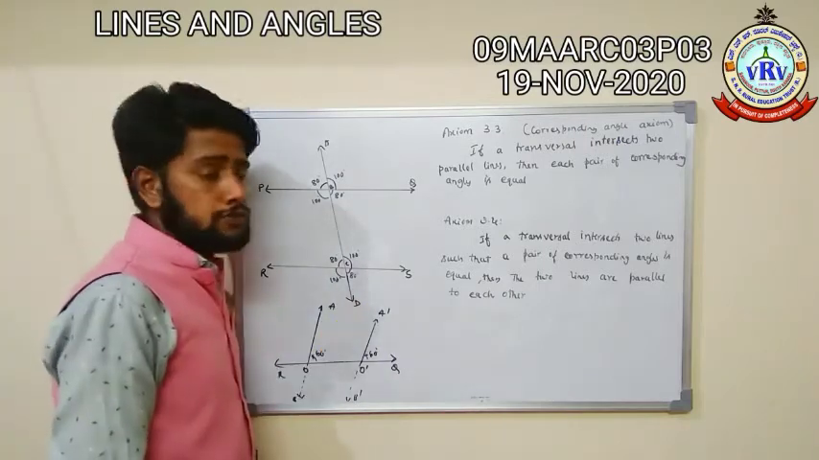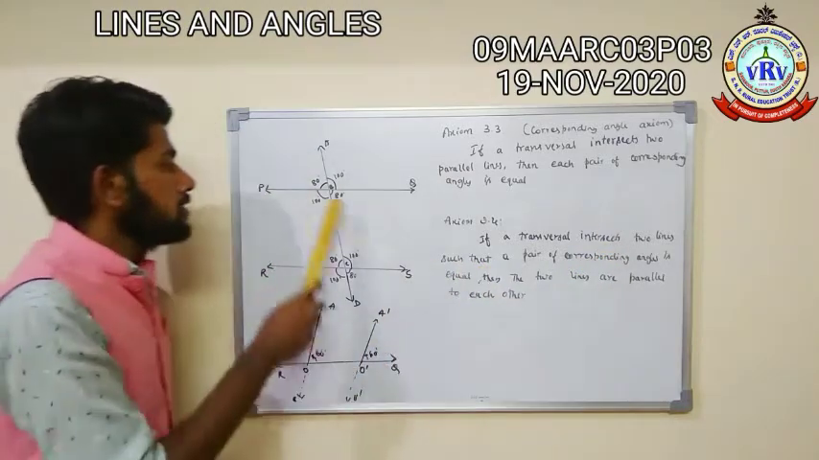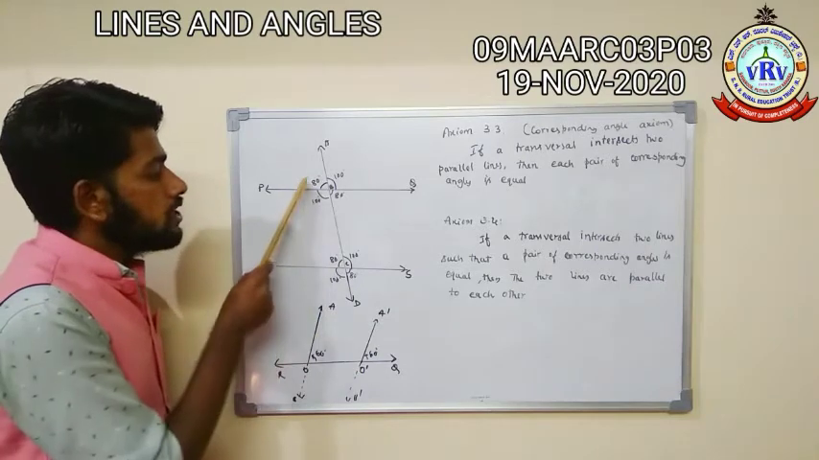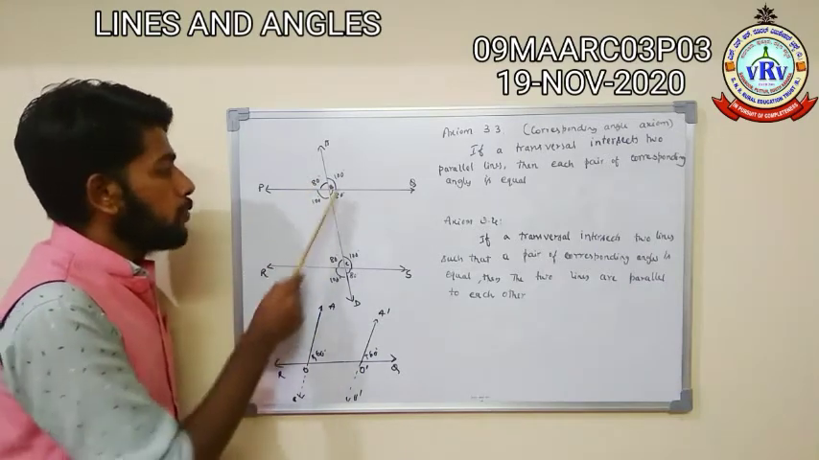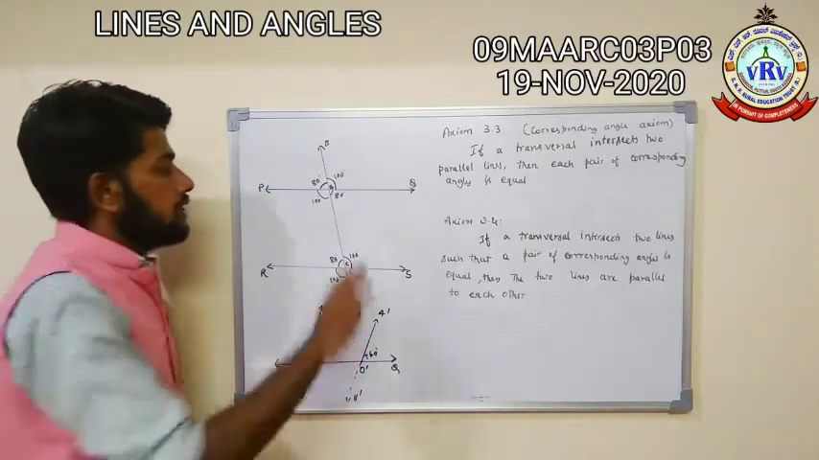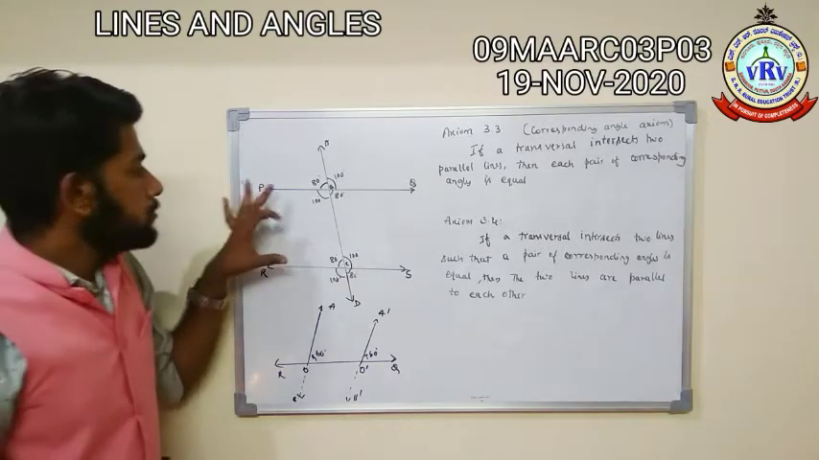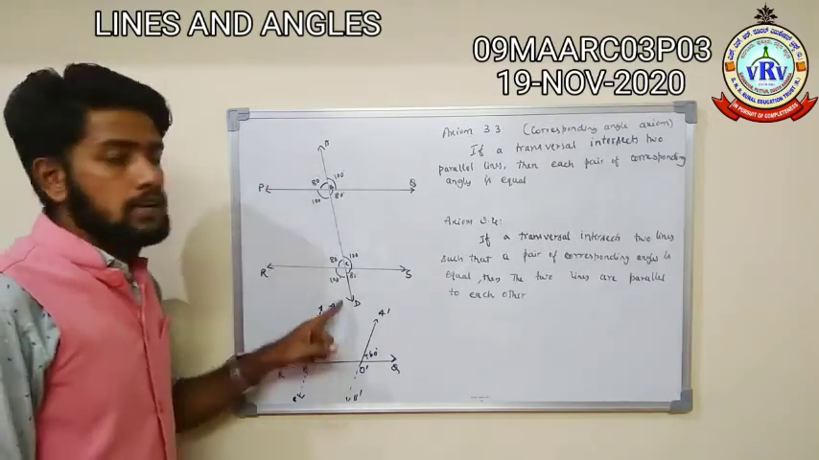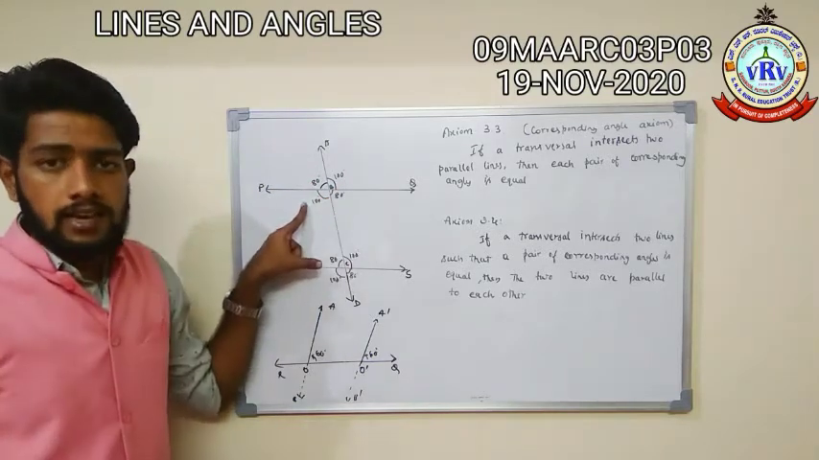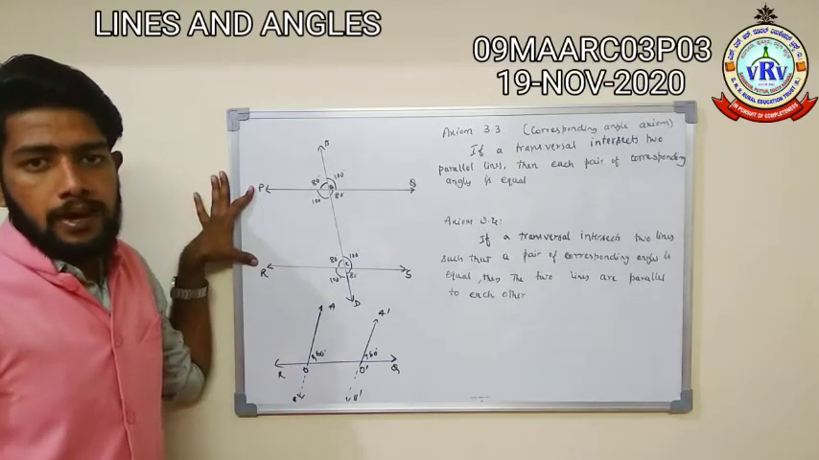In the converse of axiom 3.4, if a transversal intersects two lines such that a pair of corresponding angles are equal, then the two lines are parallel to each other. You can observe, if a transversal passes through two lines and each pair of its corresponding angles are equal, then we can directly conclude that these two lines are parallel.